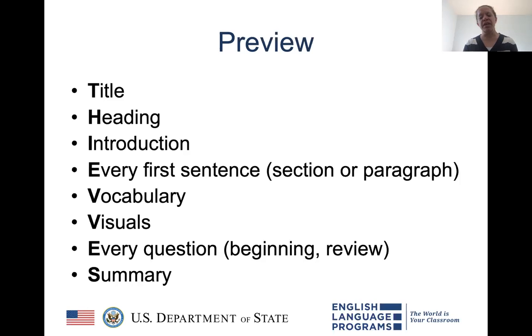For less academic readings, such as those you might find in high school or middle school or even primary school, you might reduce these steps. Maybe you only look at the title, the first sentence, and the last sentence, and any visuals. You might also include vocabulary.